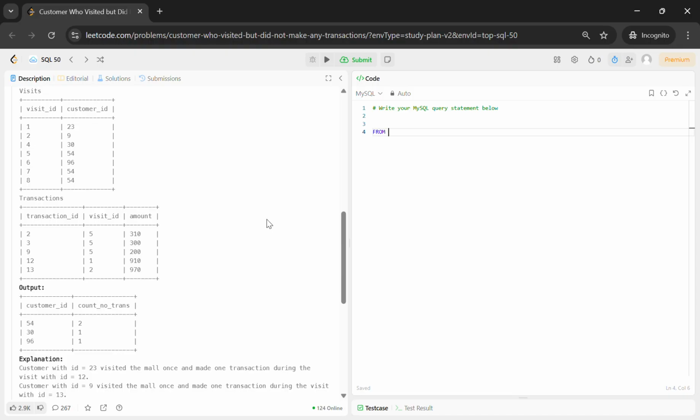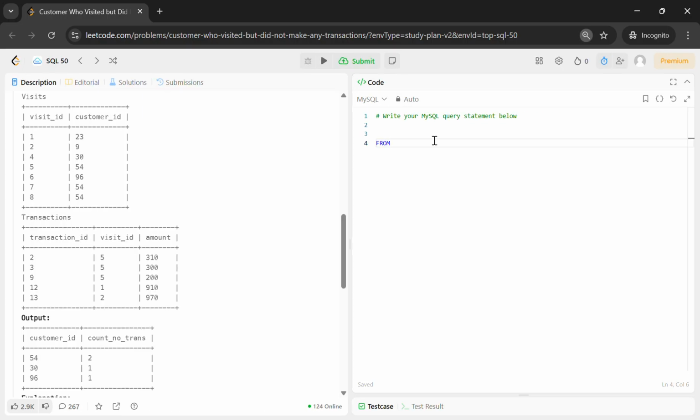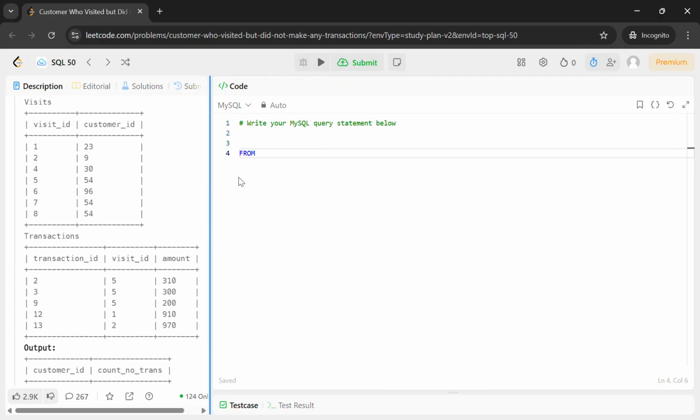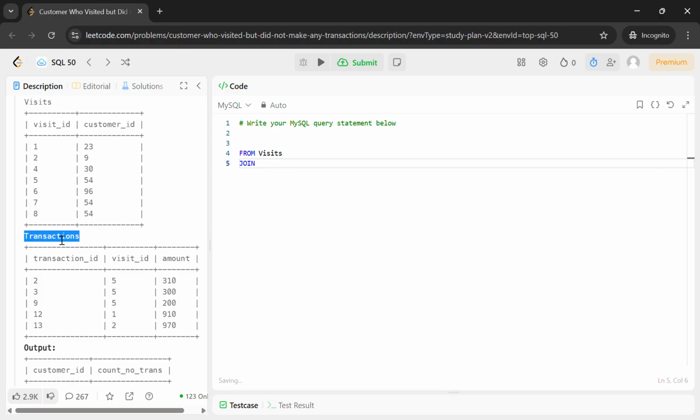So I will write from visits, from visits join transactions. I told you, right, the table which we put first is left, the one which we put second is the right table, but right now it's a simple join, we are not mentioning left or right, so by default it's inner join. Inner join means only common values it will find.